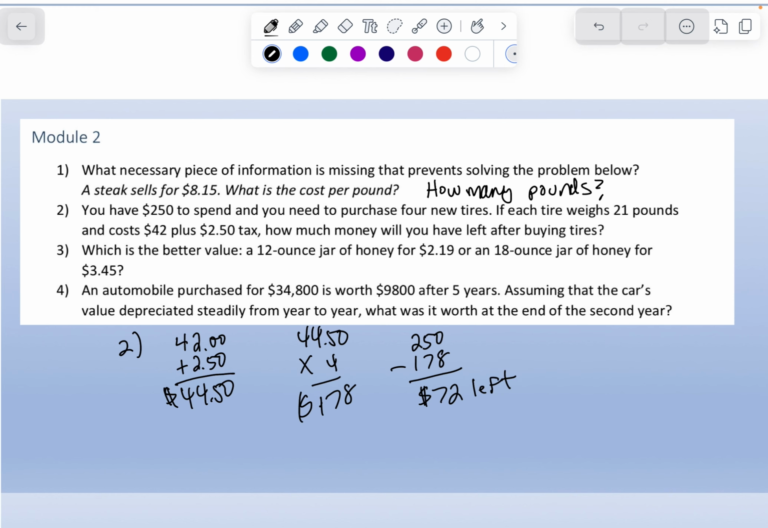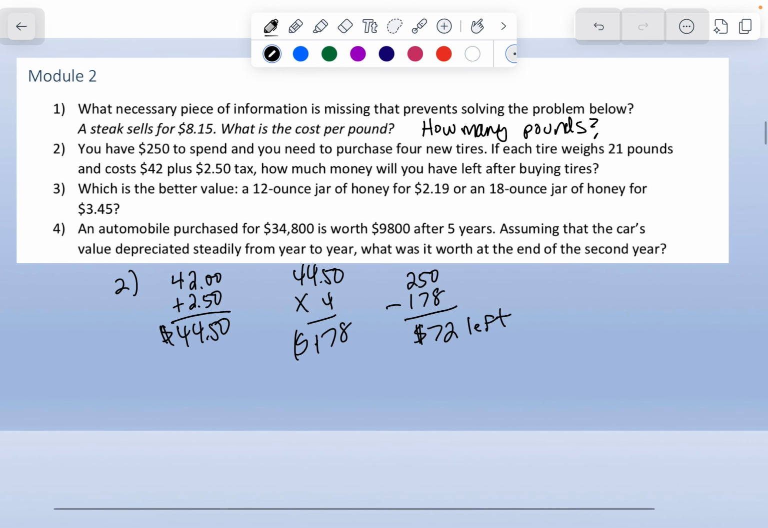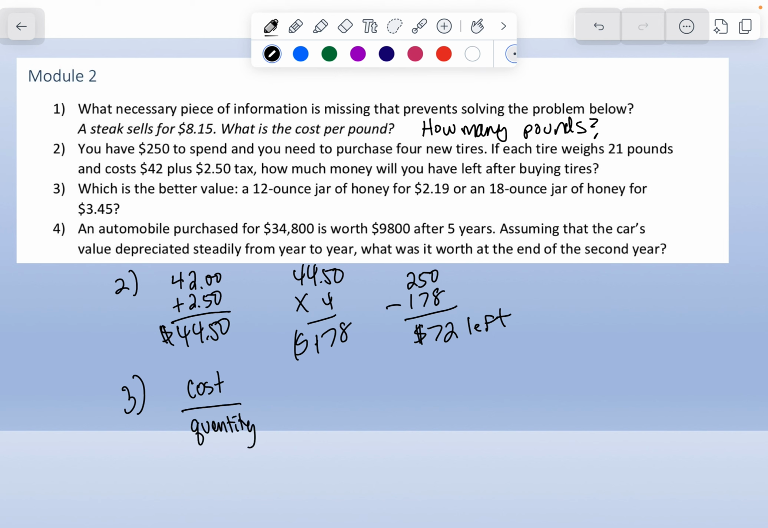Let's take a look at number 3. It says, what is the better value, a 12-ounce jar of honey for $2.19 or an 18-ounce jar of honey for $3.45? Now, we want to look at something called the unit price. So you're always going to do cost divided by how much you have, like the units or the quantity. That would be our unit price. So the first one, the cost goes into your calculator first, divided by the quantity. And the other one is the cost, $3.45, divided by the quantity, 18.